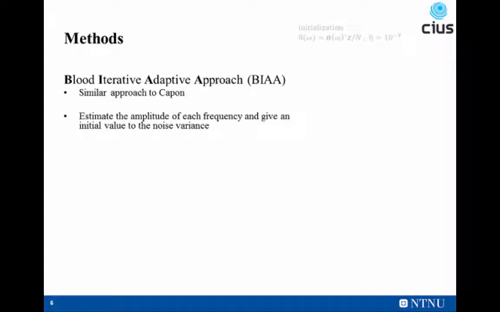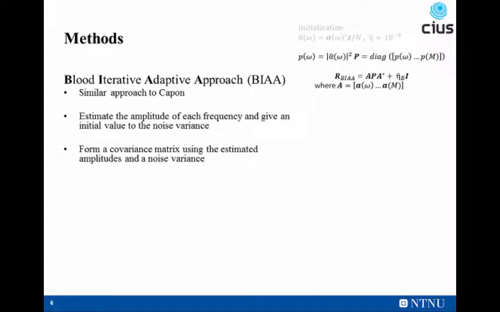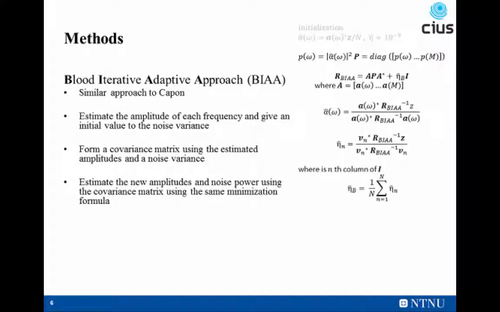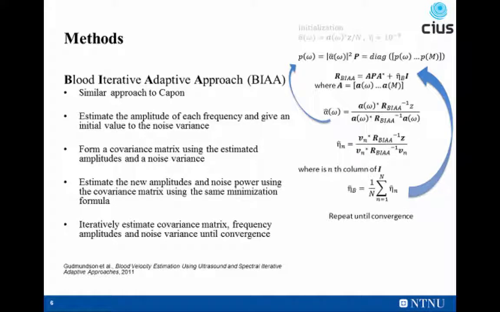Another method we looked into is the blood iterative adaptive approach, BIA. It's a similar approach to Capon. The difference is that the covariance matrix is formed with some initialization numbers, and the amplitude for each frequency is estimated iteratively using the covariance matrix and the amplitude. And when the amplitude has converged to a certain value, the algorithm is terminated.